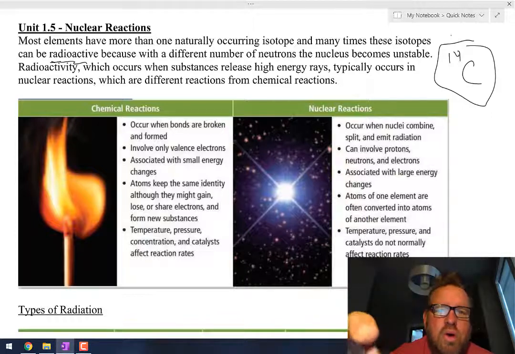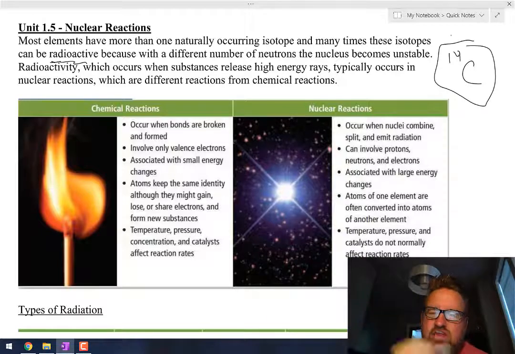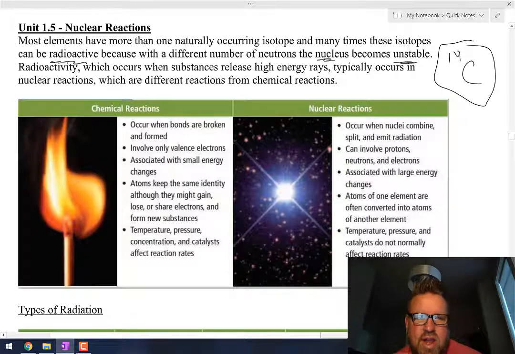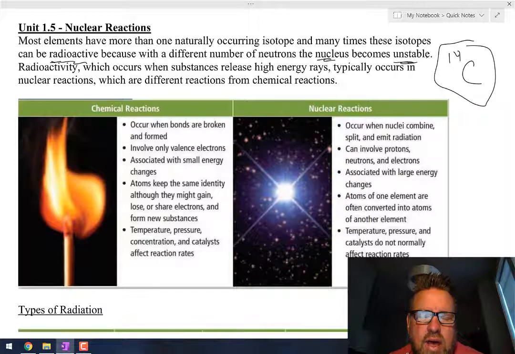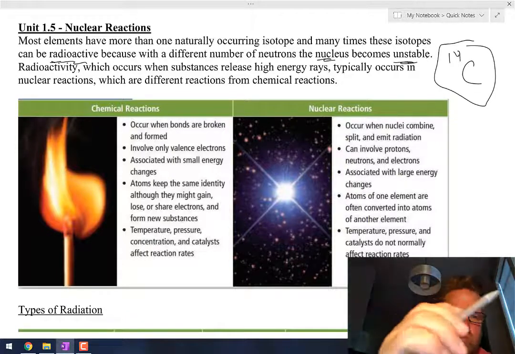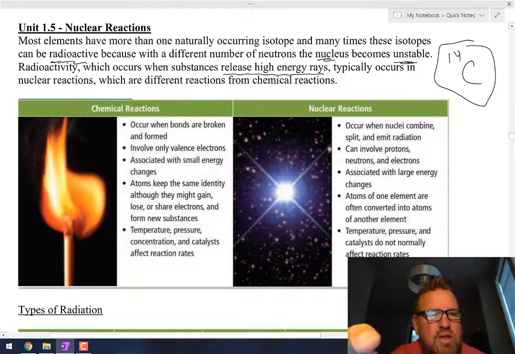Many times when you have these isotopes of different elements, they have a different number of neutrons, and that makes the nucleus become unstable. And when radioactivity happens, sometimes, not always, clearly, as the carbon-14 in our bones decomposes, we don't release this. But many times when radioactivity happens, there is a release of high energy rays, which happen because the nucleus of the atom is affected.